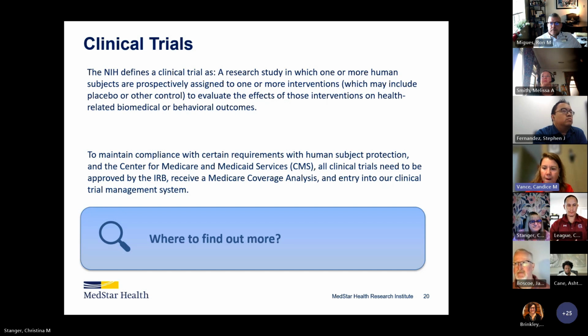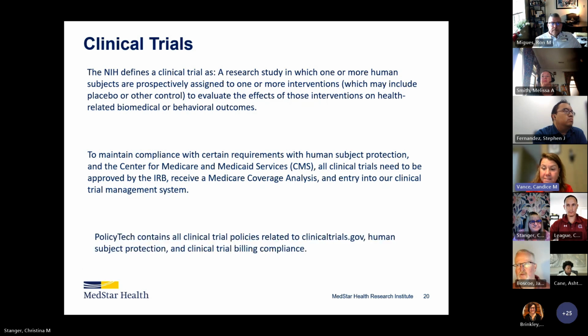All of our policies related to this, if you click on that next box, will be in PolicyTech, and that will navigate through Starport. There are various categories because there are many different clinical trial requirements that fall into each category. So that will be the best place for you to go. And I can include the link when we follow up and send the slide deck out. Next slide.